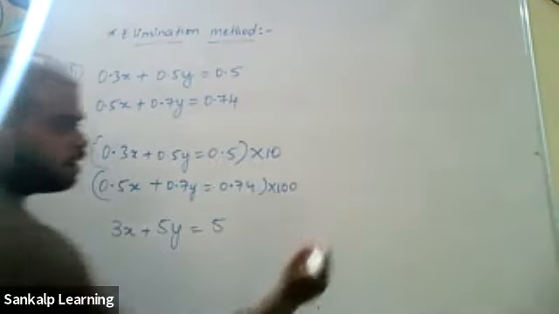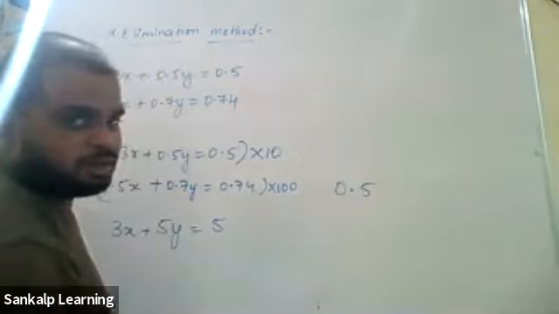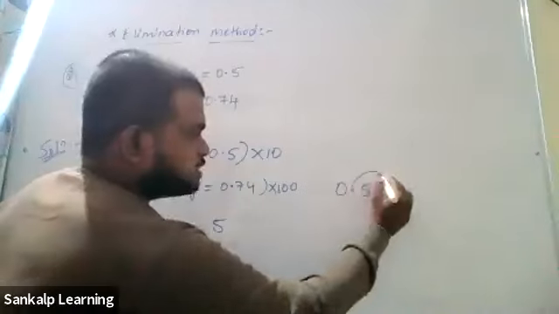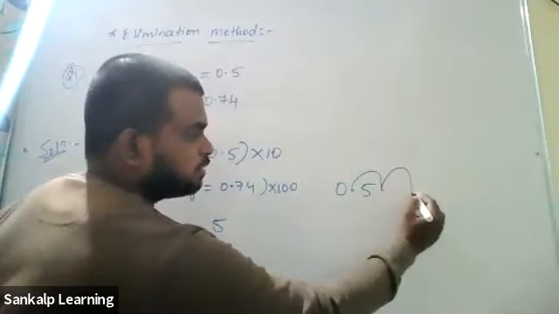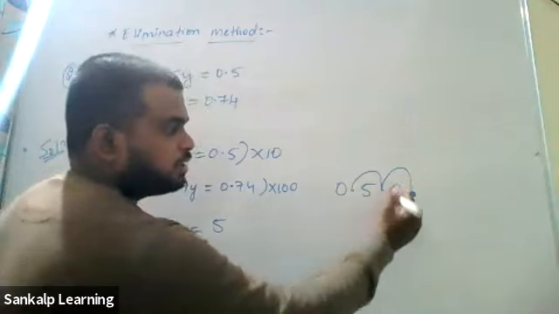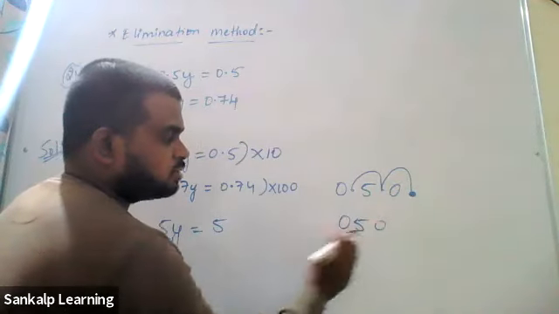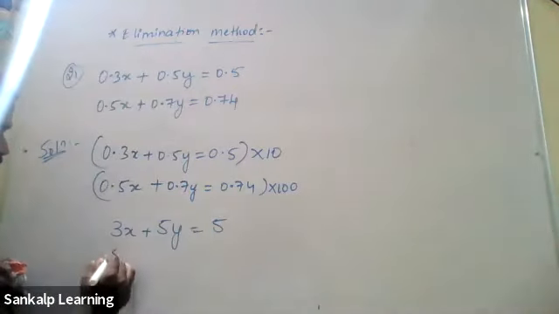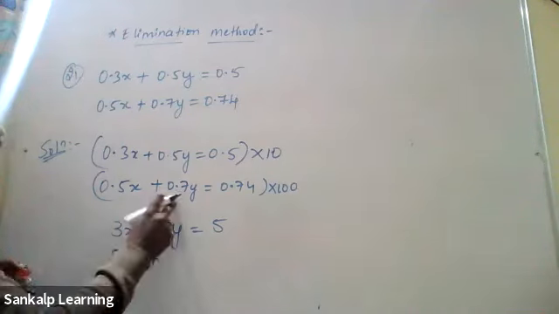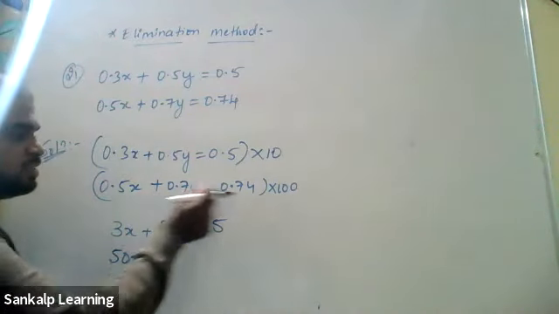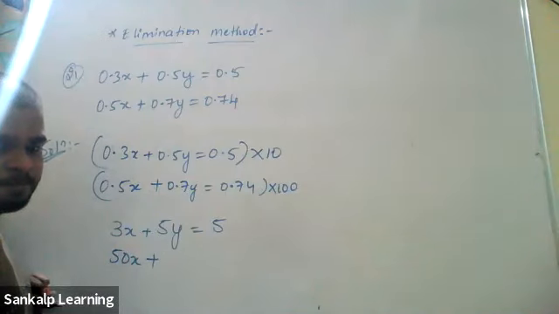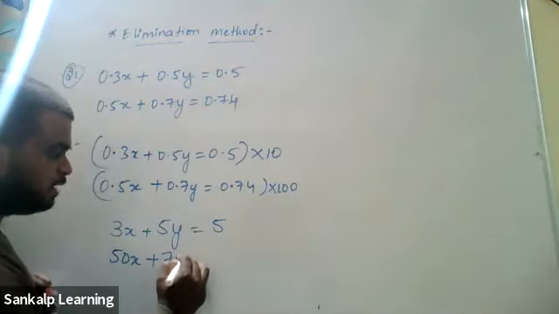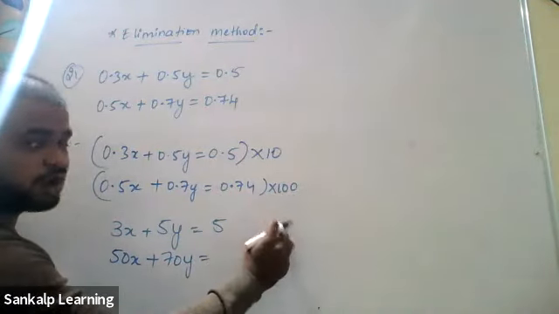100 into 5. Observe. If you multiply 0.5 by 100, you have to shift the point two times towards the right. So you shift once, and again once. So the point is here, and where there is no number, you take 0. So you got 050. 050 is nothing but 50. So when you multiply 0.5 by 100, you get 50. 50x plus, I want Neha to tell me 0.7 into 100 will be what, Neha? Sir, I guess 70. You're very good. 70y.